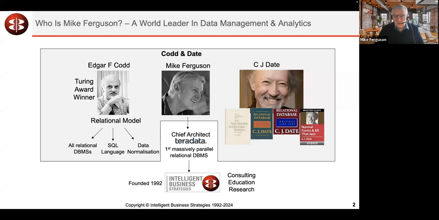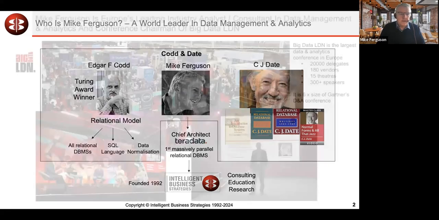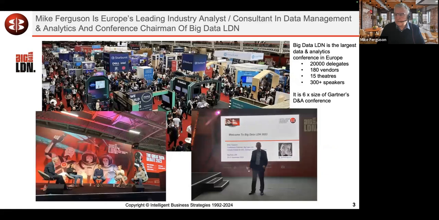And myself. I was there with them for 4 years, then went on to become chief architect at Teradata at the end of the 80s, the beginning of the 90s. And then I moved back to the UK, where I'm based right now, and started my boutique industry analyst firm and consulting firm on data management and analytics. You may also know, if you've been to Europe, the biggest data and analytics conference in the whole of Europe is Big Data London. I chair that. It's a 20,000 delegates event, over 180 vendors on the show floor, and over 300 speakers across 15 theaters. So it's a pretty big event. If you ever get the chance to be in London for that in September, it'd be great to see you there.